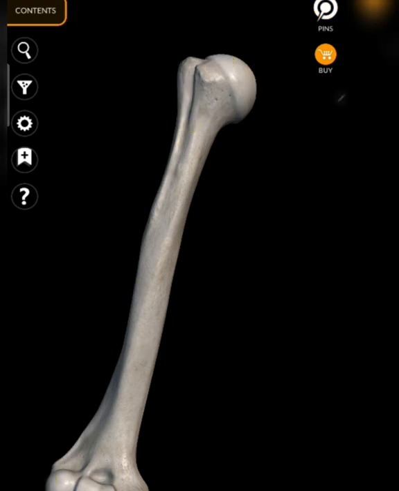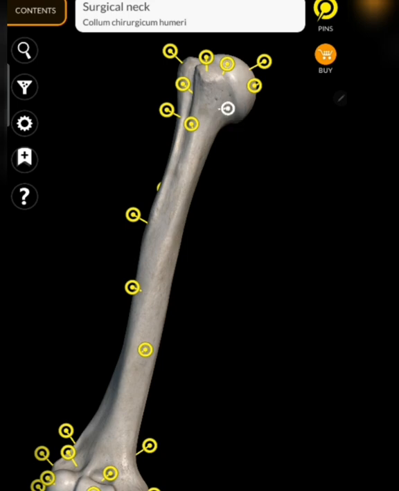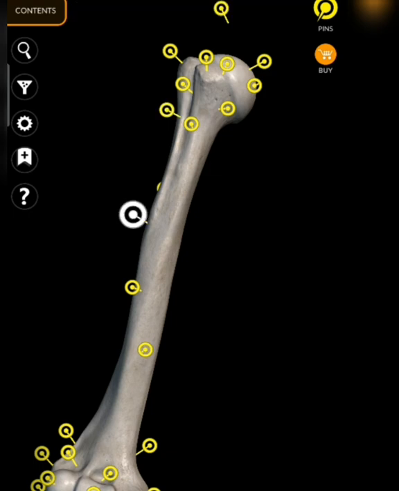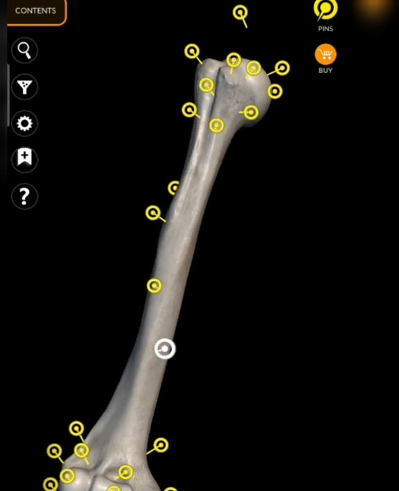We have already seen this structure. This is the head of humerus. This is the surgical neck. This is the anatomical neck. This is the lateral lip. This is the medial lip. This is the deltoid tuberosity. This is the anterolateral surface. This is the anteromedial surface.